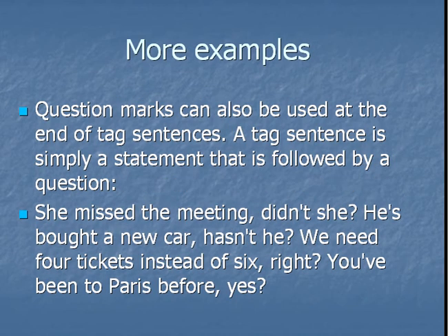Question marks can also be used at the end of what we call tag sentences. A tag sentence is simply a statement that is followed by a question. As in, she missed the meeting, didn't she? He's bought a car, hasn't he? We need 4 tickets instead of 6, right? You've been to Paris before, yes?